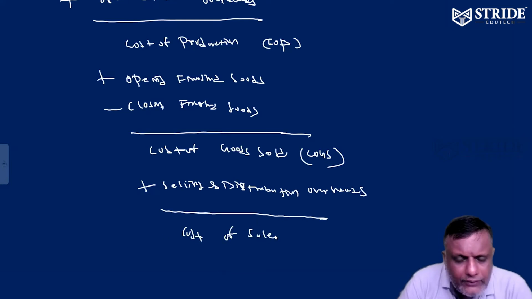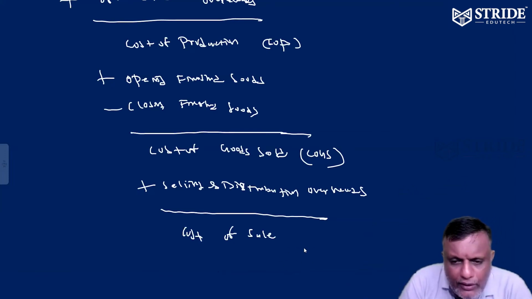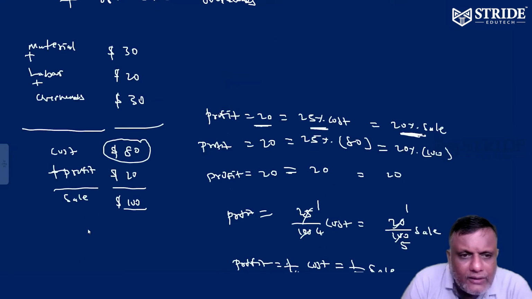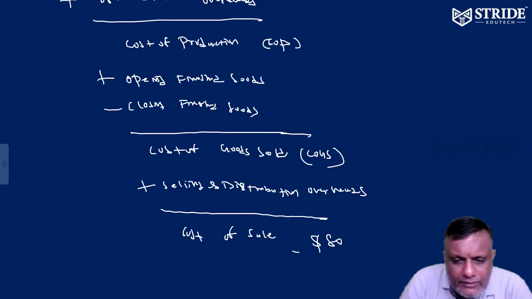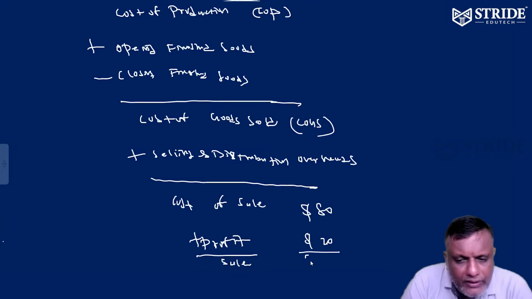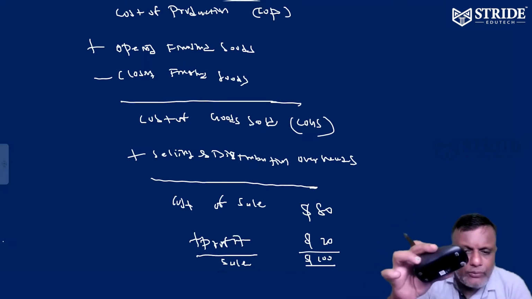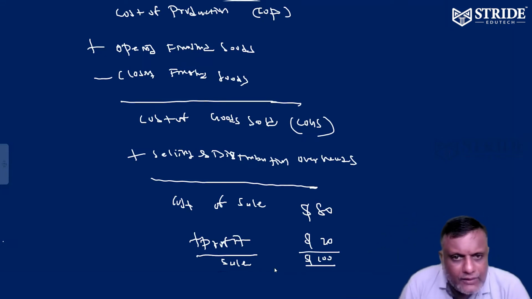Then only the cost of the product has been arrived at. The cost of sale is equivalent to, as I told you in the previous example, $80. Here the cost arrived at is per unit cost $80. So to this cost of sale, add profit $20, and you'll be getting sale $100. This is the way the cost has to be ascertained, profit added, and sale happens. That's a complete cost sheet.